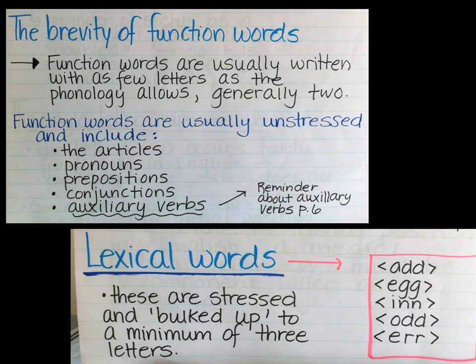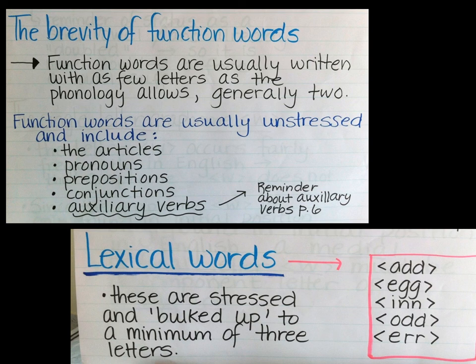We also get into function and lexical words, the brevity of function words. Function words are usually written with as few letters as the phonology allows, generally 2. Function words are usually unstressed and include articles, pronouns, prepositions, conjunctions, and auxiliary verbs. There's a reminder about auxiliary verbs, of which was is one, on page 6.